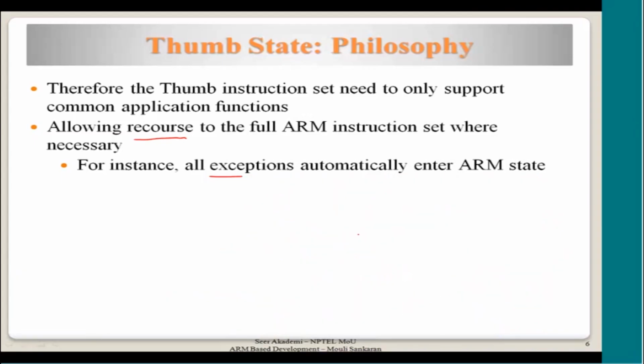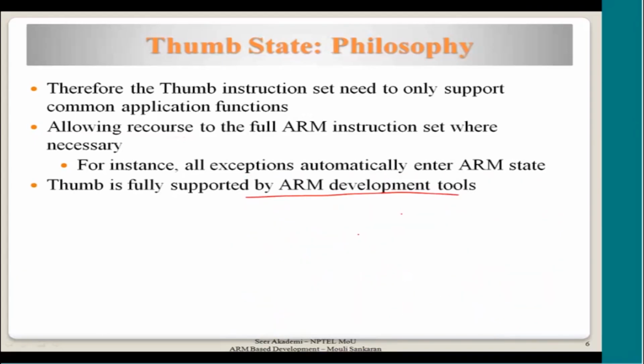Thumb is fully supported by ARM development tools. What I mean by that is the ARM assembler or compiler recognizes it, but you have to inform them. Inform the tool that going forward this code I want to generate in thumb mode. Then it will generate 16-bit instructions. And then you can say that I want the ARM instructions to be generated here, so the mode will change over to ARM mode.